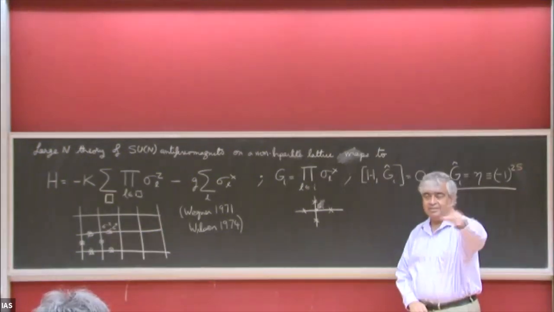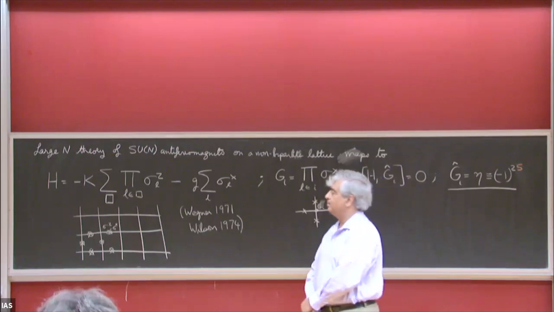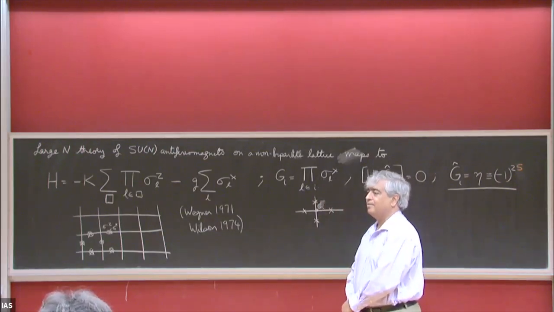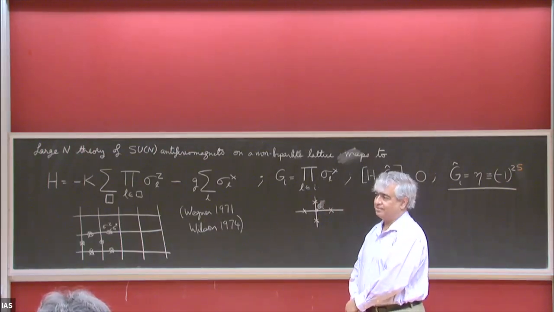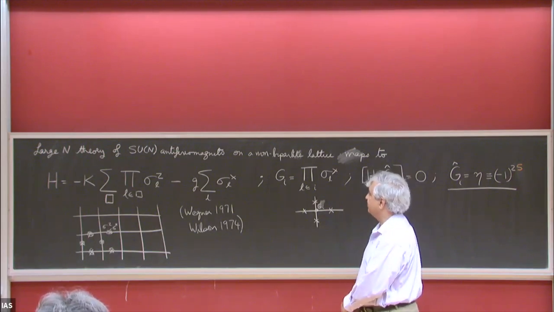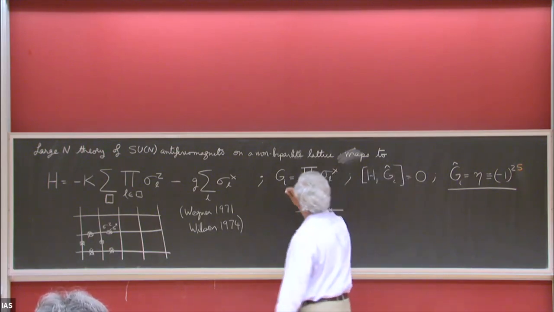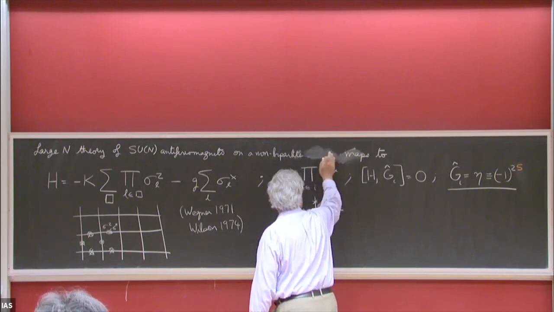There's one question here, then I'll turn to you. When you say the lattice isn't bipartite, it's really your ansatz for the Qs that wasn't bipartite. Correct. Thank you. That's right. That's what I meant. So, non-bipartite ansatz. Okay.